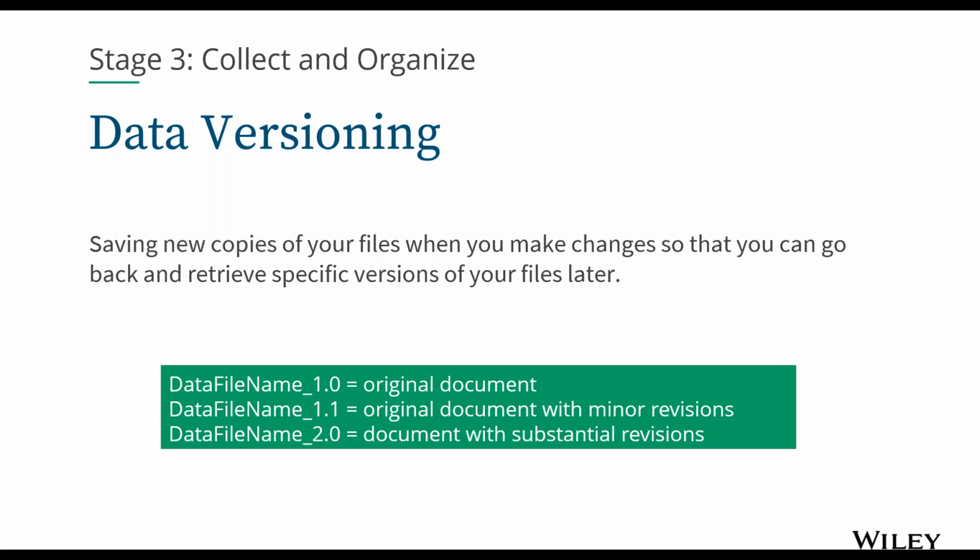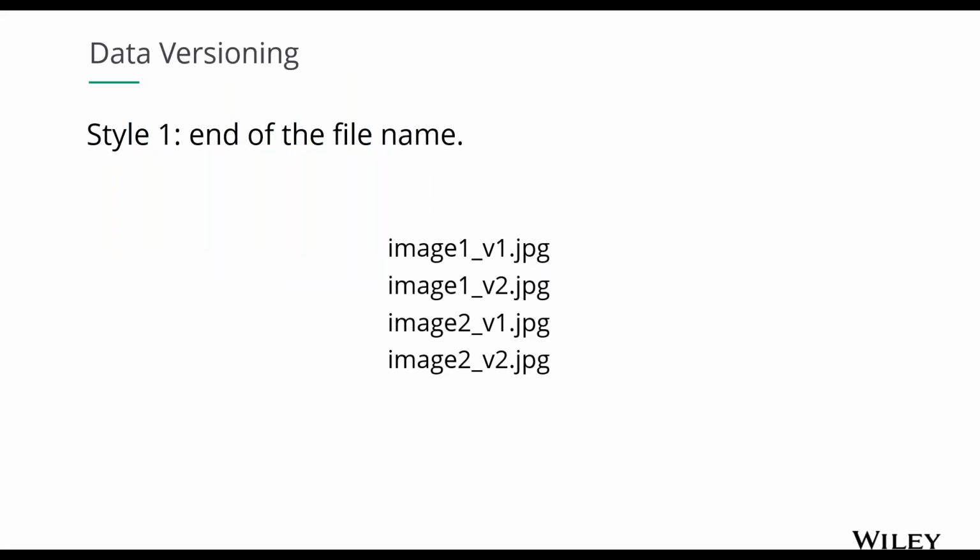And I'm going to go through three other examples that are commonly used for data versioning. This one puts the version at the end of the file name. So here you see image 1, version 1, image 1, version 2, and so on. This is great, but sometimes version 10 might move ahead of version 1 just because your computer reads it that way.